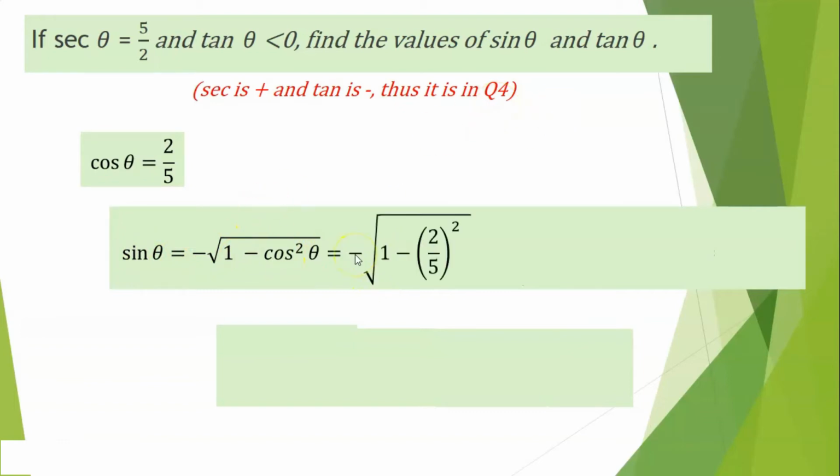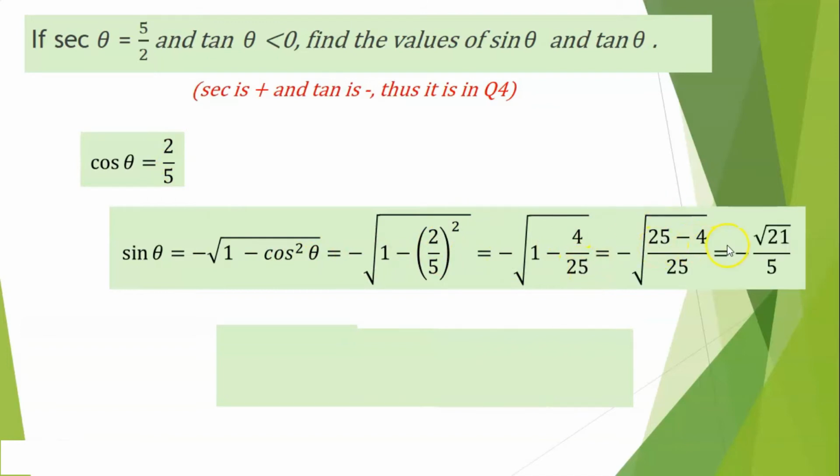So substituting this, our cosine is 2 over 5. So simplifying further, this is 4 over 25. Or 25 minus 4, that would become square root of 21, while the square root of 25 is 5. So therefore, if cosine is 2 over 5, sine is negative square root of 21 over 5.